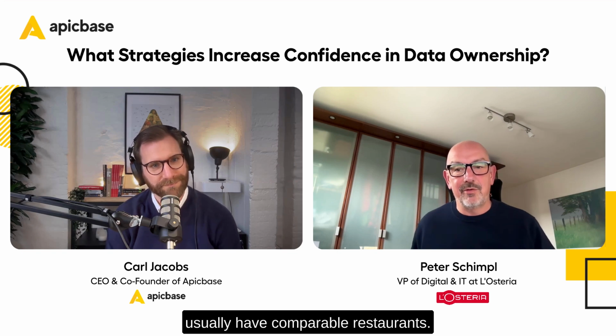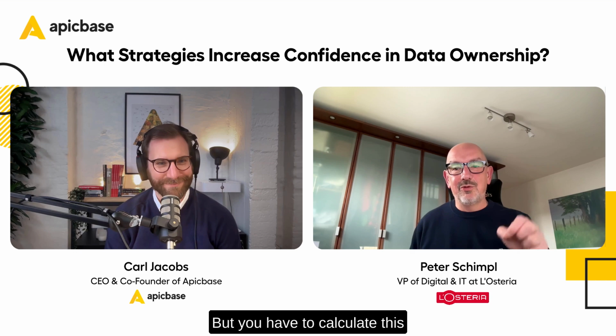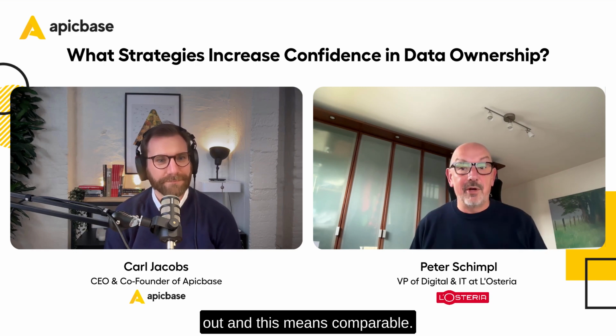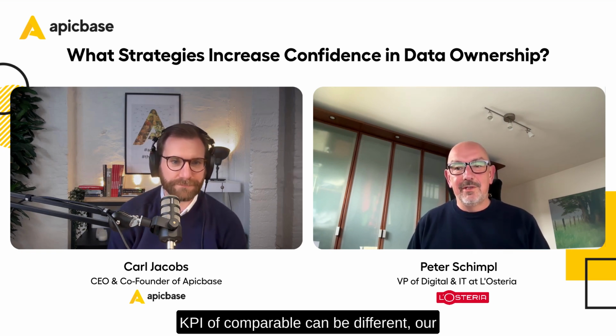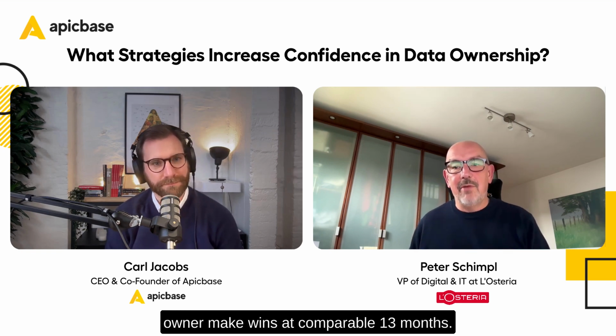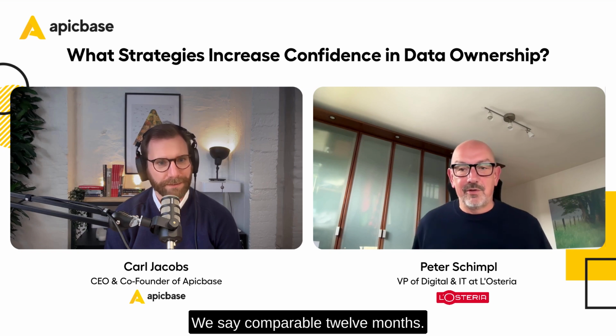In the food industry, it's usual to have comparable restaurants. If you open 30, 40, 50 restaurants a year and you make a comparison against last year, of course you're better since you open 30 restaurants. So you have to calculate this out, and this means comparable. So if you say comparable, the KPI of comparable can be different. Our owner makes wins at comparable 13 months. We say comparable 12 months.